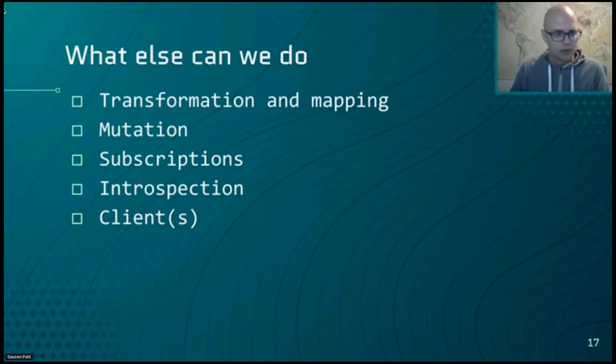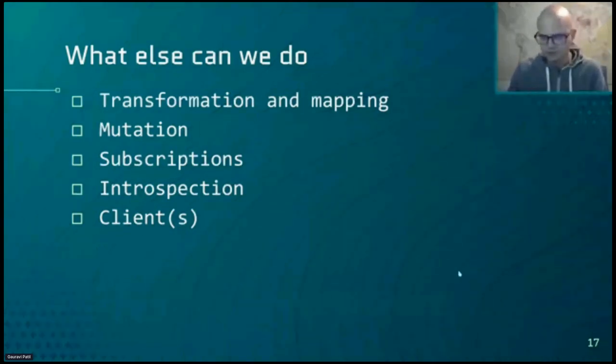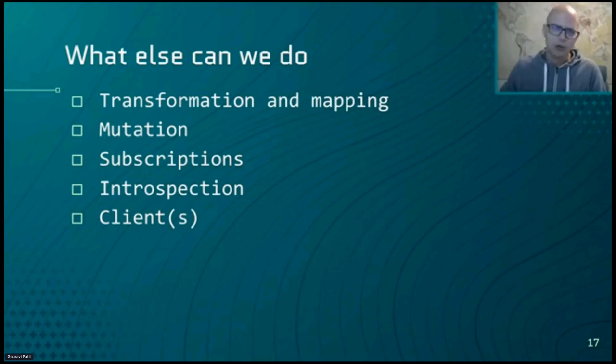You can do mutations, which is when data changes, so that is an update or delete or create. And that works exactly like query, you just annotate your method with mutation. You can do subscriptions, which also works exactly the same way, you just annotate with subscription, and then you get a stream back. Let's say every time a person gets created, you get a copy of that person. Then you can do introspection, which is quite interesting. It's a way to use GraphQL to query the schema, your own schema.